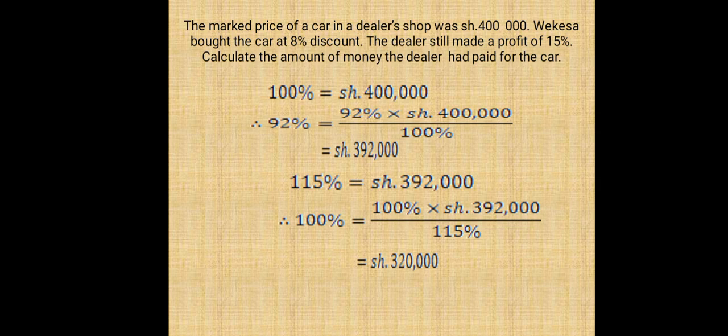The marked price of a car in a dealer shop is 400,000 shillings. Wekesa bought the car at 8% discount. The dealer still made a profit of 15%. Calculate the amount of money the dealer had paid for the car.